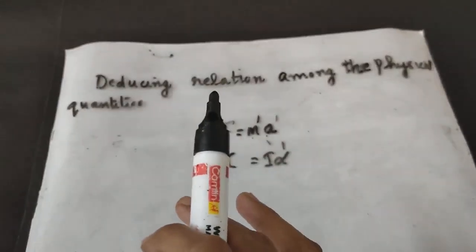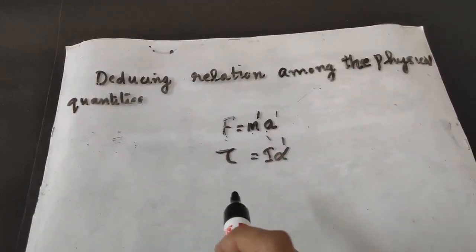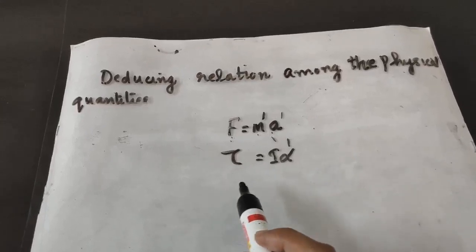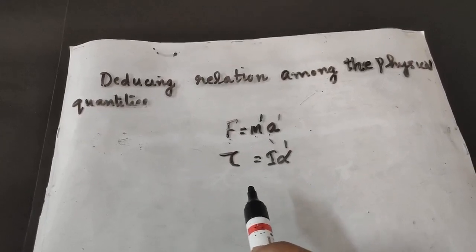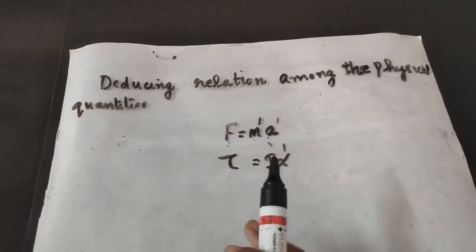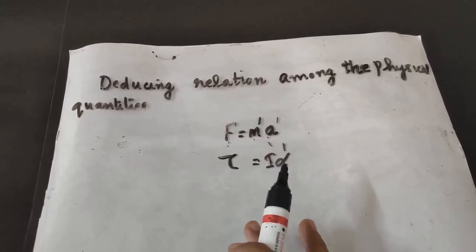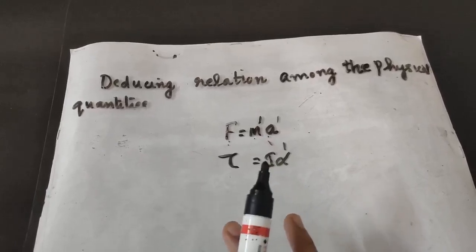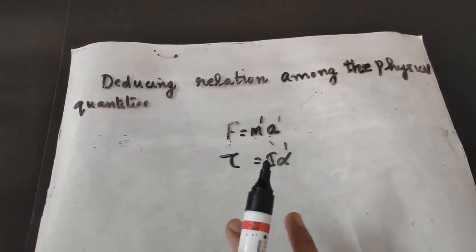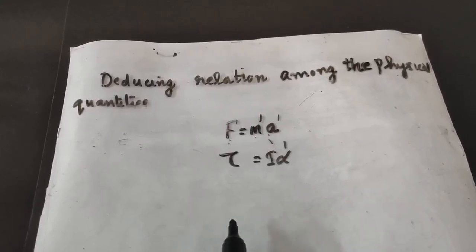Actually, for that purpose we are using our homogeneity principle. Yesterday we have seen about the homogeneity principle. According to the homogeneity principle, we can check the correctness of an equation. A physical relation is dimensionally correct if all the terms involved in the equation have the same dimension. That is our homogeneity principle.